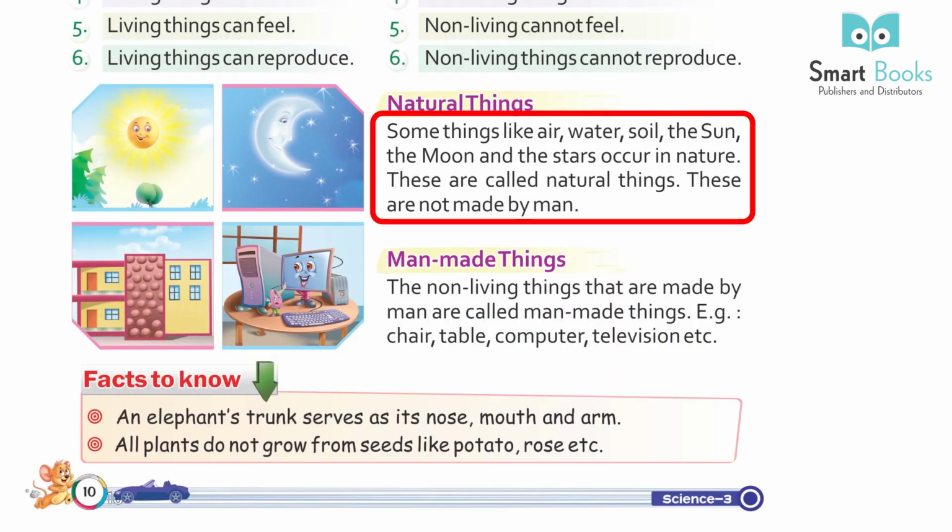Natural things. Some things like air, water, soil, the sun, the moon, and the stars occur in nature. These are called natural things. These are not made by men.